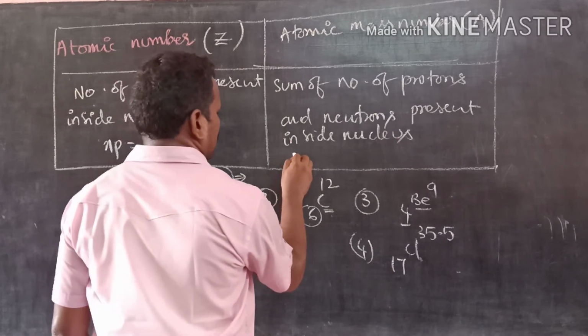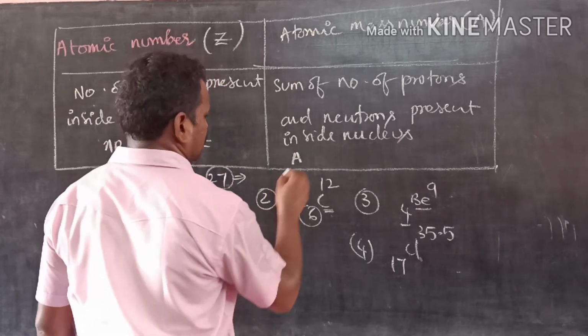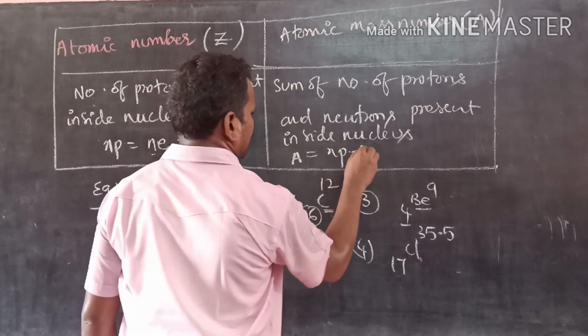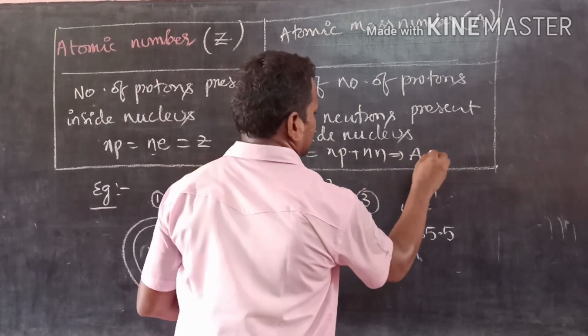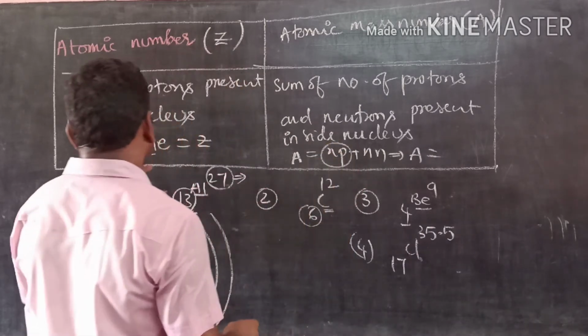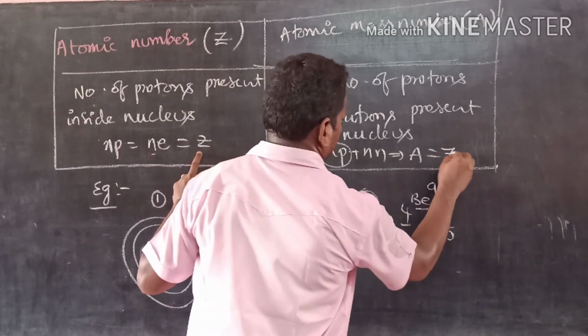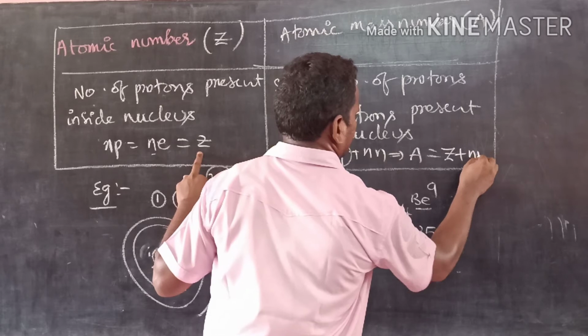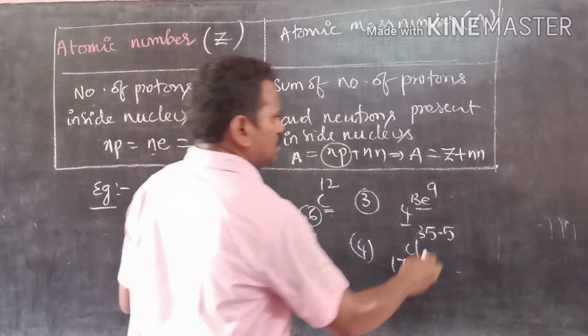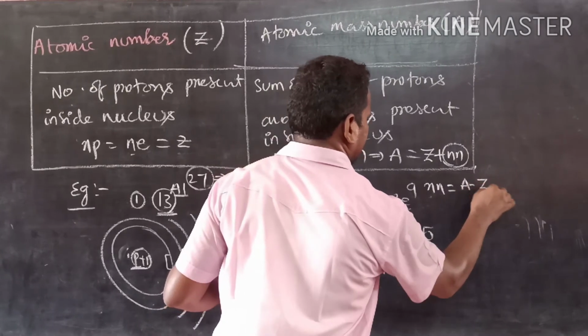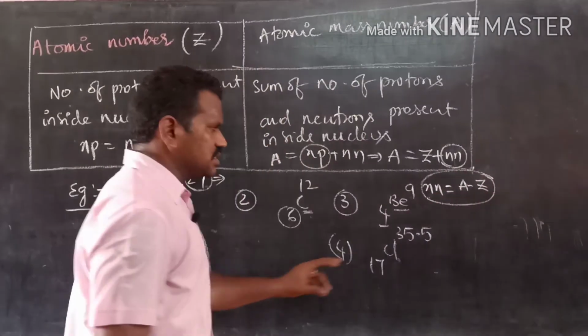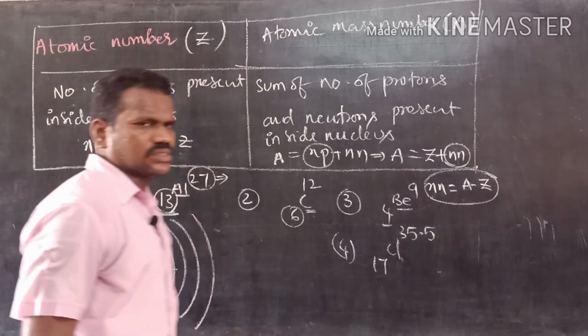The atomic mass number A is equal to Np plus Nn. This can be written like this: A is equal to, instead of Np, we write the symbol Z, plus Nn. Whereas if you want only Nn, the number of neutrons is equal to A minus Z. This is the formula for the number of neutrons.